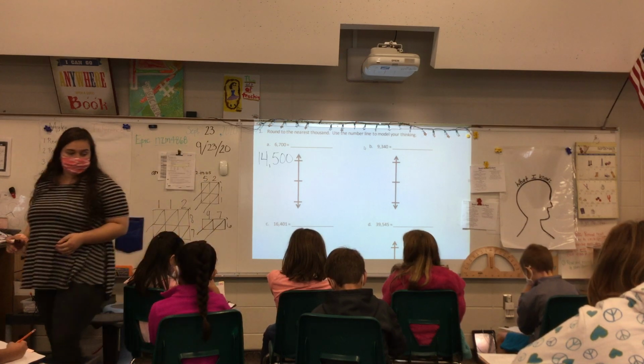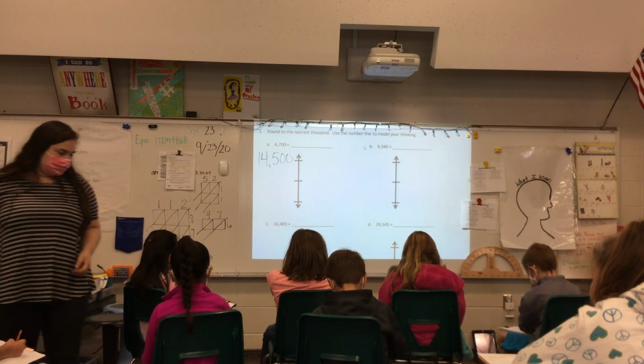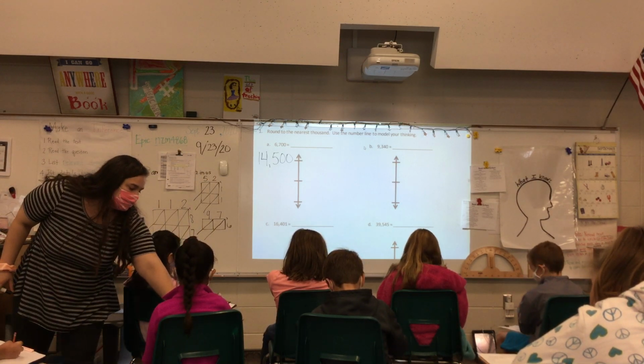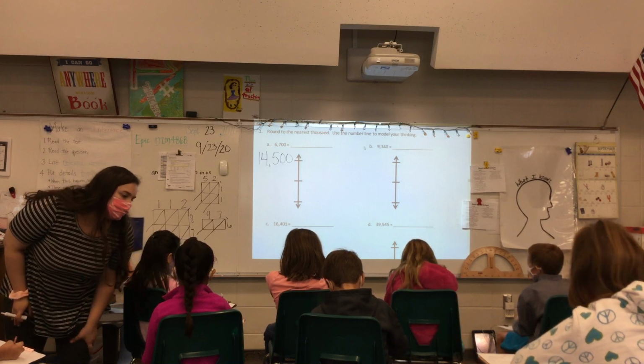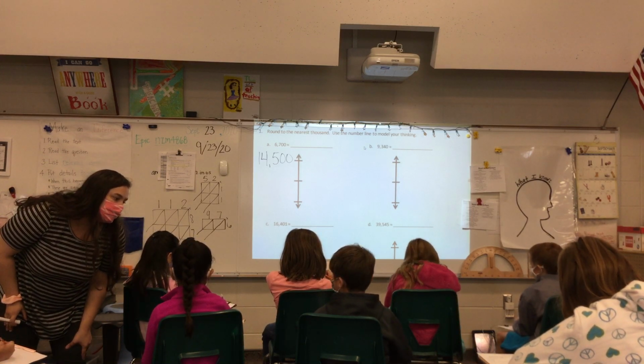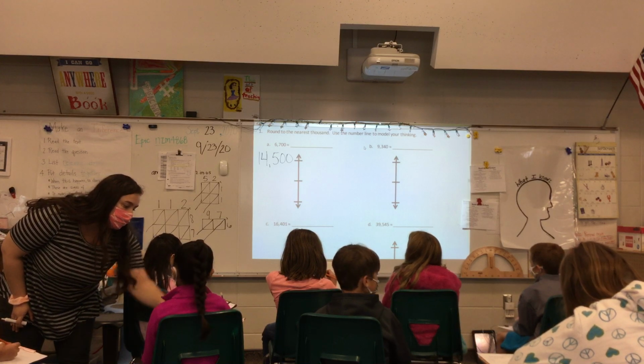Okay, and on your vertical number line, you need three lines: one at the top, one in the middle, and one at the bottom. Now, mine was a little different. You need a top line right here, and a line right here, and a line right there. So your number line should look like this. That's where you're going to write.